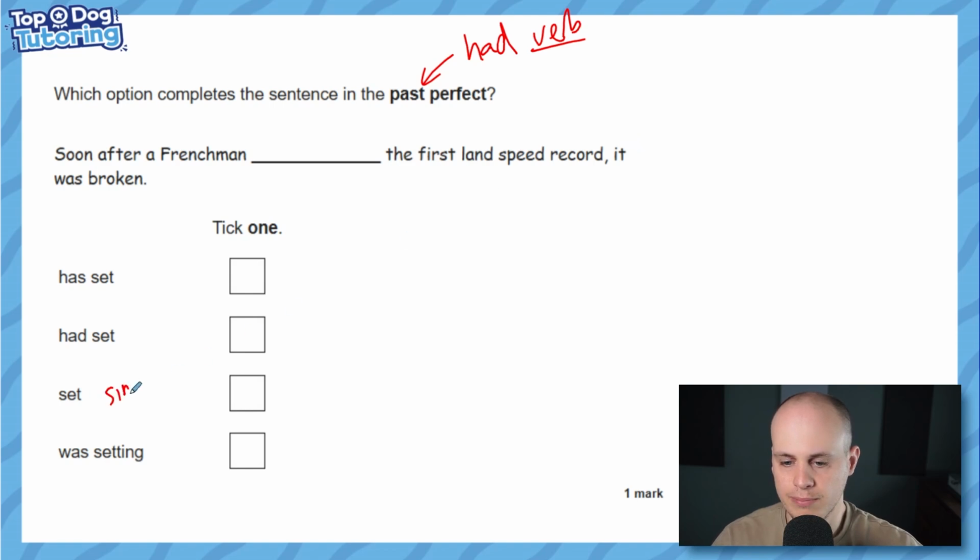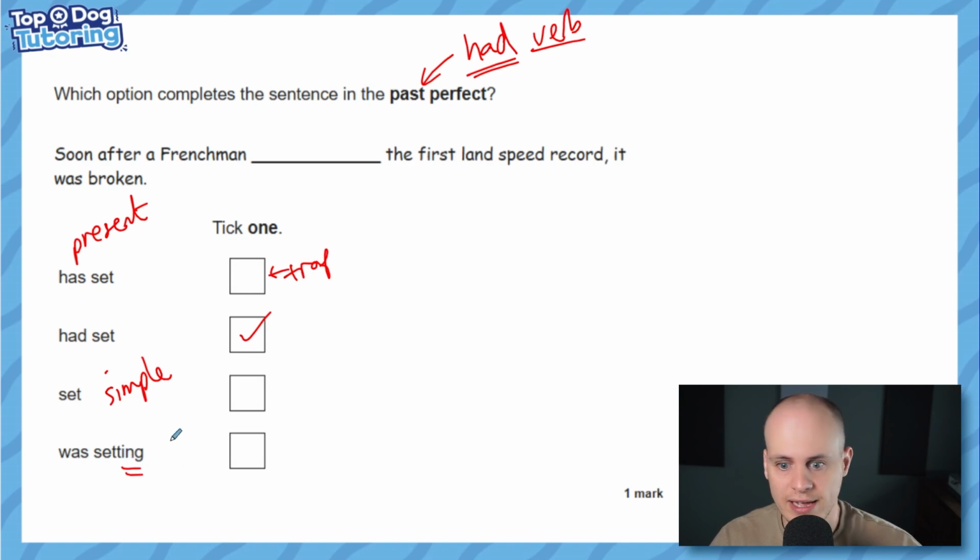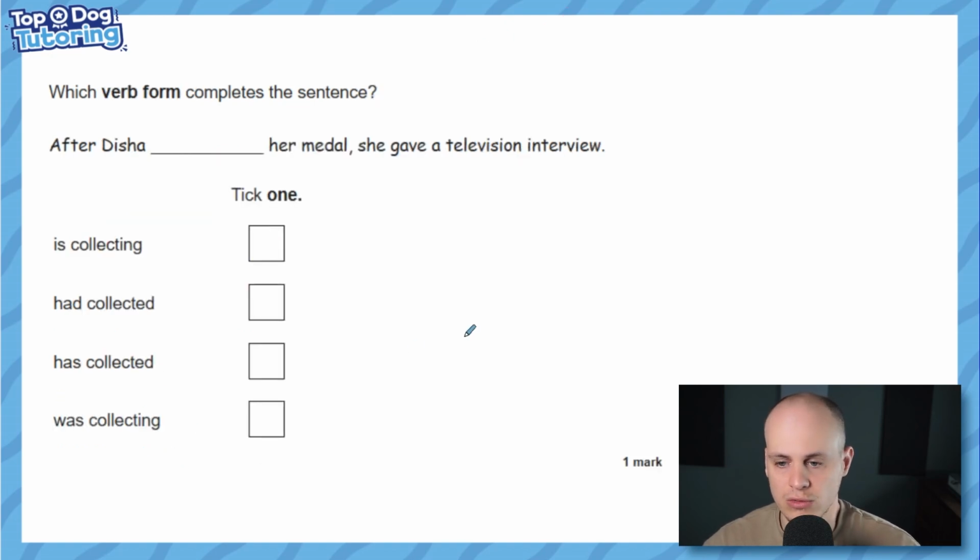That would be lovely, simple past tense, wouldn't it? And it would make sense. But we want the past perfect, which means we're going to have to use the word had before it, which means the second one is my answer. Has set would be present perfect. Again, that's probably the trap answer right here, what most people would put. Or they would just guess between the top two. But we now know that the past perfect means it starts with had rather than has. Was setting is in the progressive tense, just for a bit of fun there, which we now know because we've learned all about it. All right, here's your next question. Have a go.